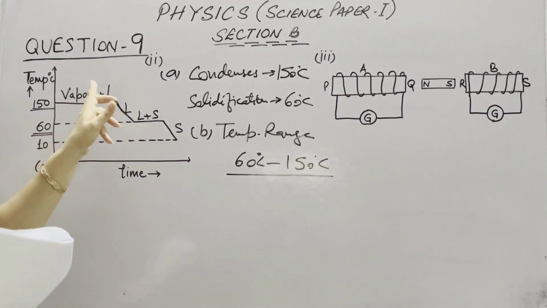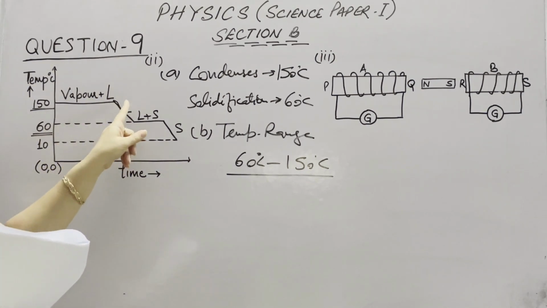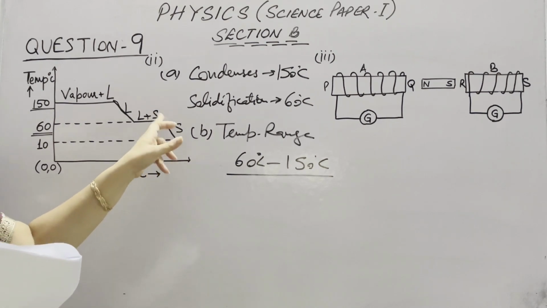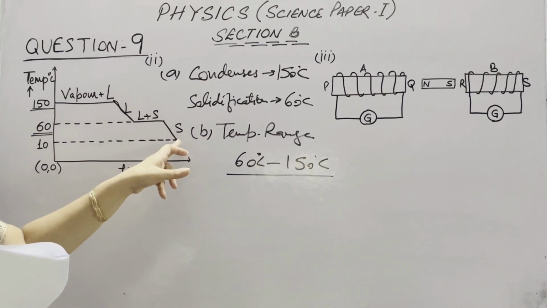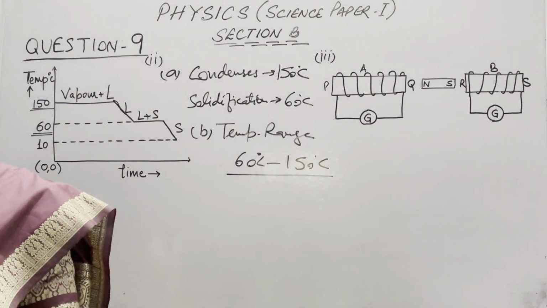Here it is in vapor and liquid phase. When there is a horizontal line, and in the slanting line liquid phase is there, again horizontal, liquid plus solid is there, and in the slanting line this all is solid phase. So this is the cooling curve of the substance.